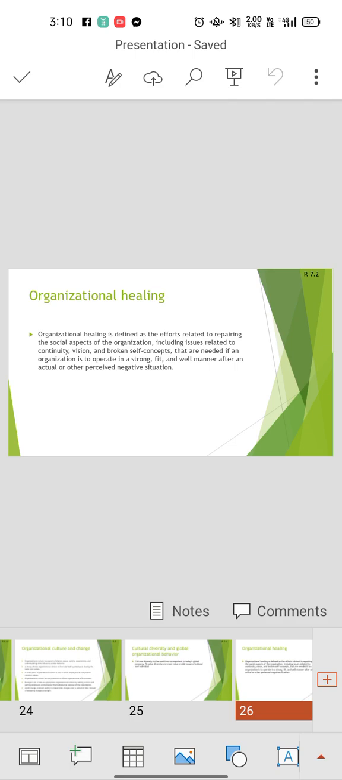Organizational healing. Organizational healing is defined as the efforts related to repairing the social aspects of the organization, including issues related to continuity, vision, and broken self-concepts that are needed if an organization is to operate in a strong, fit, and well manner after an actual or perceived negative situation.